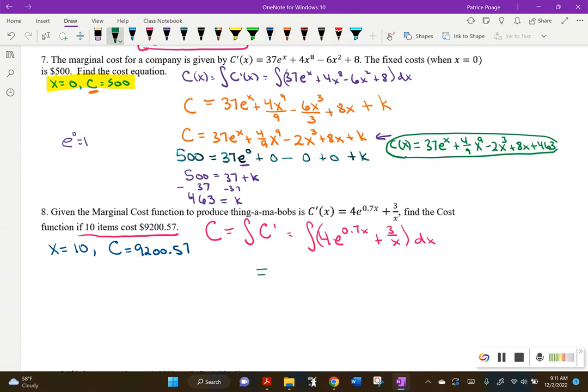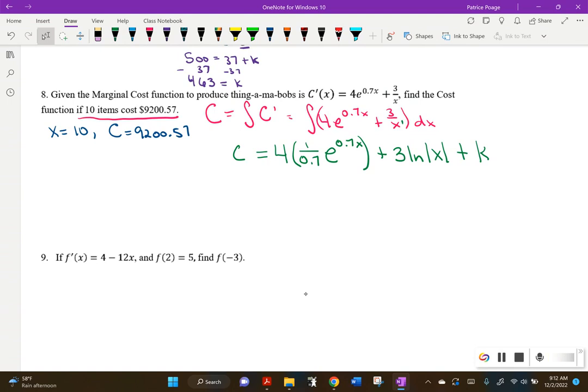So first thing I'll do is integrate. So 4 just stays there. This is e to a number times x to the 1, so that's where you just do 1 over the number, e to the 0.7x. Plus, this is 3 over x to the 1 power, so that's going to be a natural log. So 3 natural log absolute value of x plus a constant. Since I'm already using c, I'm just going to call my constant k this time.